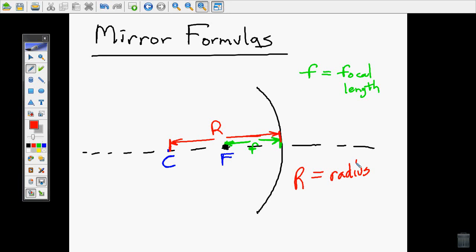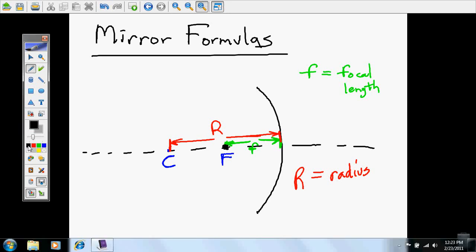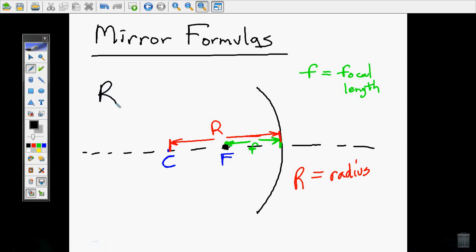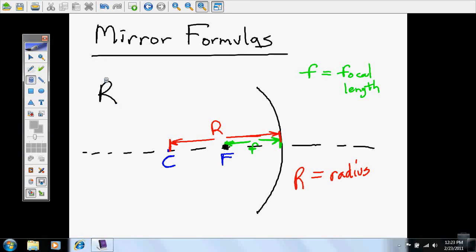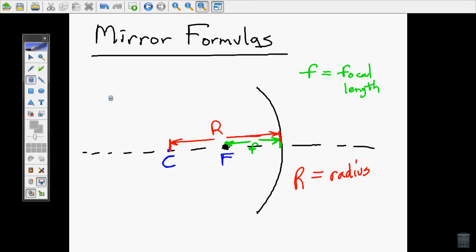And we've sort of been saying this first relationship all along, but now we're going to actually put it in the formula. What's the relationship between f and r, the focal length and the radius? Exactly, 2f equals r. Or more popularly, it's stated f equals r over 2.